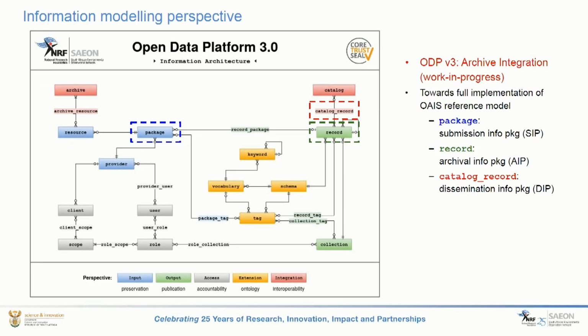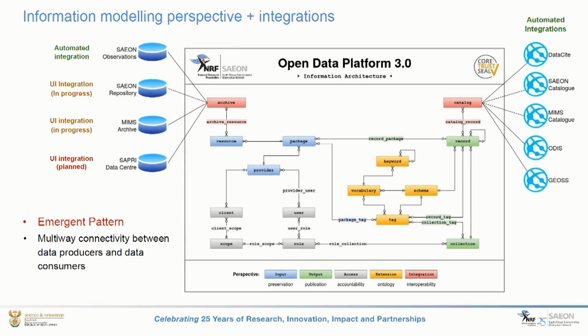The OAIS defines three distinct classes of package: data plus metadata, a submission information package, which is now represented by the new package entity in version 3; an archival information package, which represents your long-term storage of datasets, your source of truth in regards to the metadata; and then the dissemination information package, represented by our catalog record. So there are some interesting patterns that have emerged from this architecture.